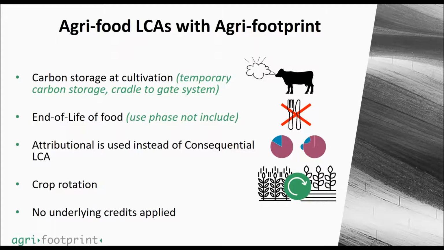And the last topic that I would like to mention is that in Agri-footprint there are no underlying credit systems applied that the user wouldn't be aware of. We do use, in a few instances, the feature of avoided products for energy recovery within a system, but this is always documented and justified. So I think that's also a nice thing to mention and to make clear for users.